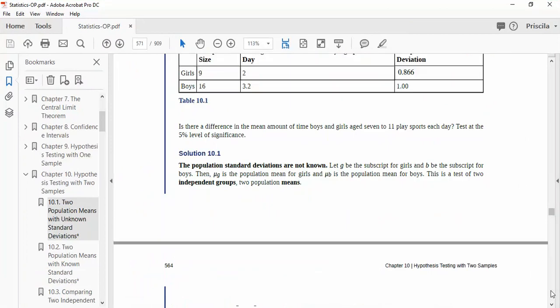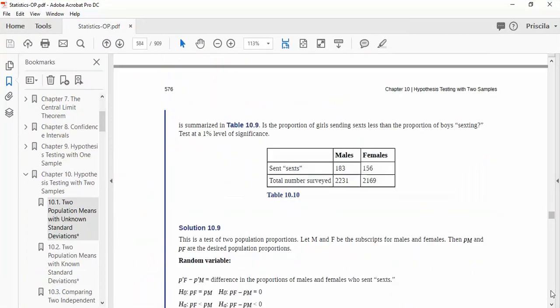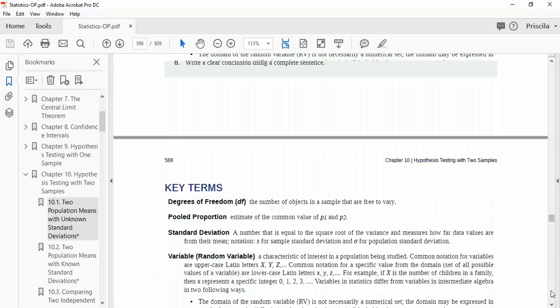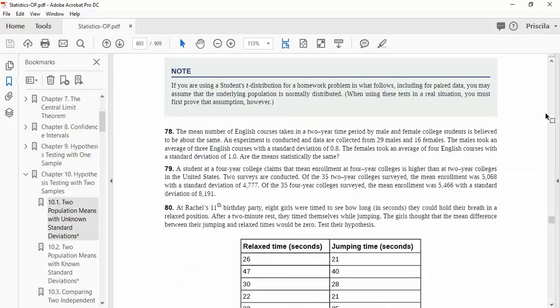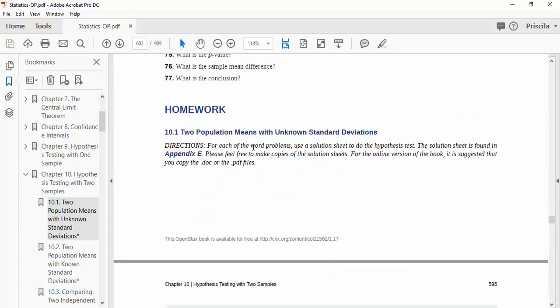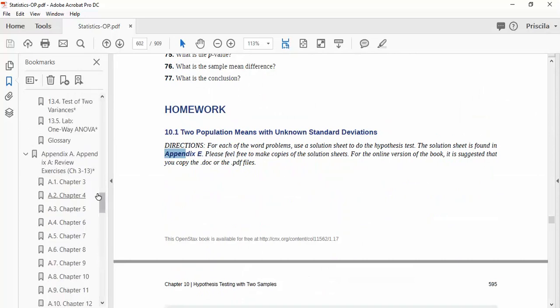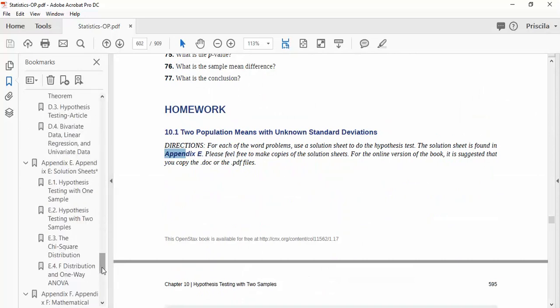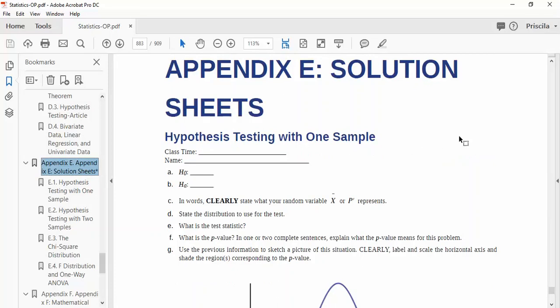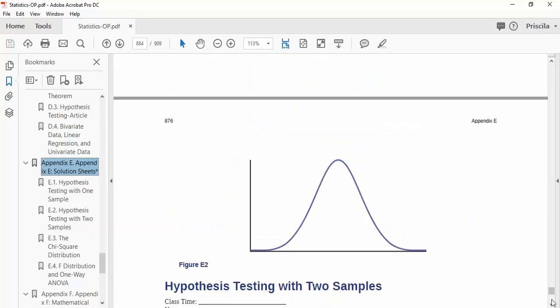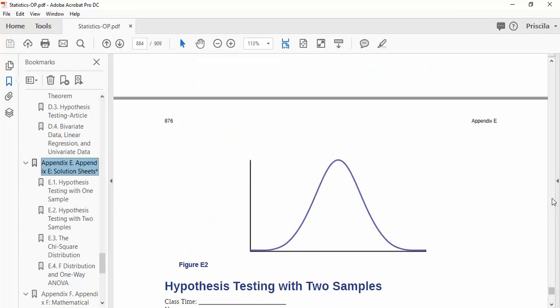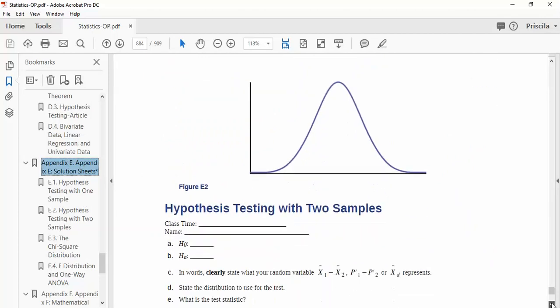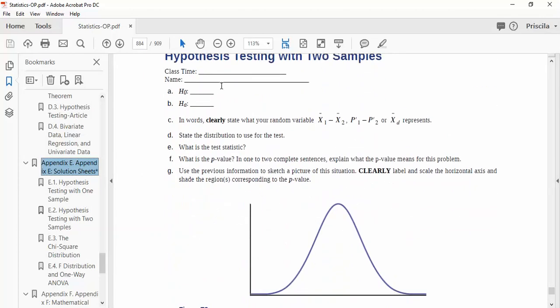So if you go to problem 80, it's going to tell you right before, right here, go to Appendix E. So that's where I was. We're going to go to Appendix E, and in this case, we are working with a hypothesis testing with two sample means, correct? And then you're supposed to answer all these questions.